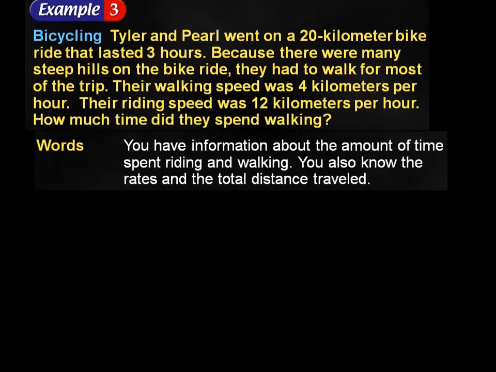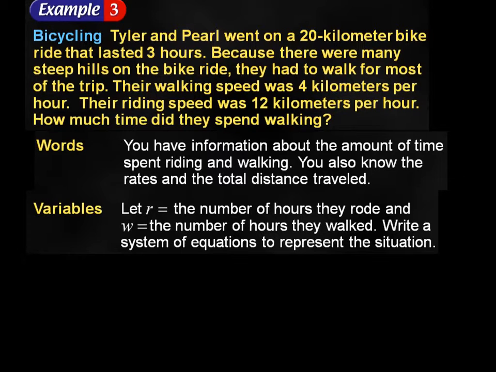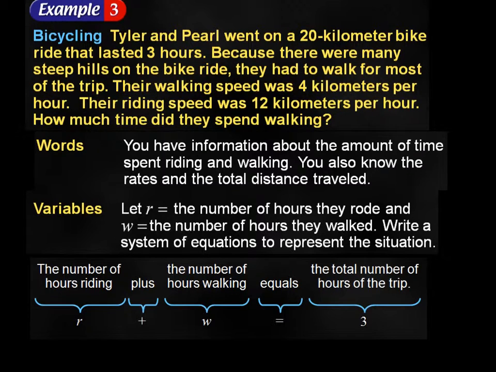So far we have information about the time they spent riding and walking. We also know the rates and the total distance traveled. Let r equal the number of hours they rode and w the number of hours they walked. And we're going to write a system of equations to represent the situation. Yes, the number of hours riding plus the number of hours walking was a total of 3 hours for the trip.